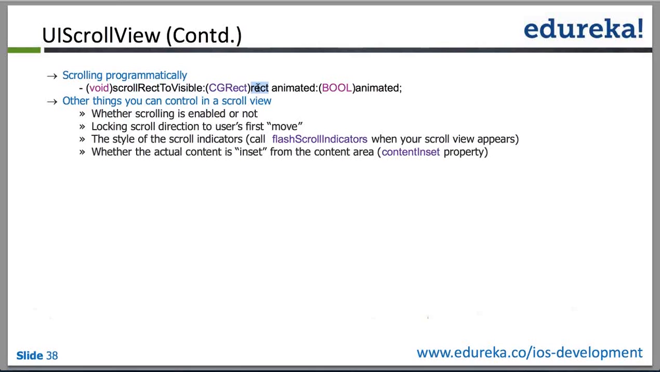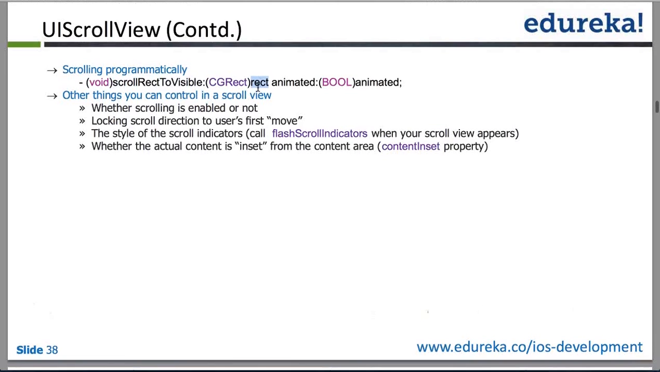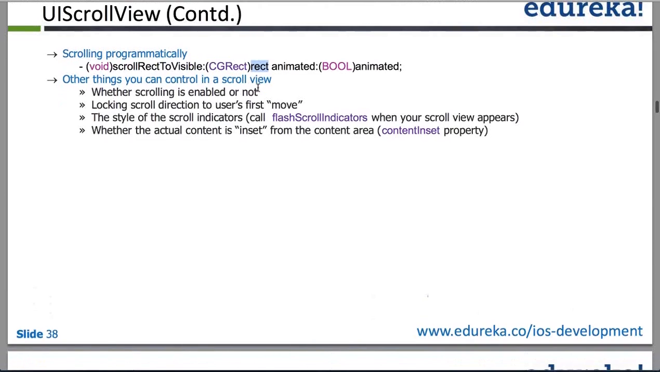If you want to see where it is scrolling, you can always use flashScrollIndicators. Whenever you scroll, you will be able to see the side bar, and that bar you can always add. You can also say which direction to scroll: is it the complete scroll, or can you only scroll in one direction, and what should be the inset, the value that is already inside for that scroll view. You can set all those properties.